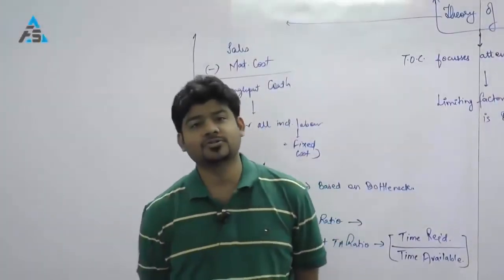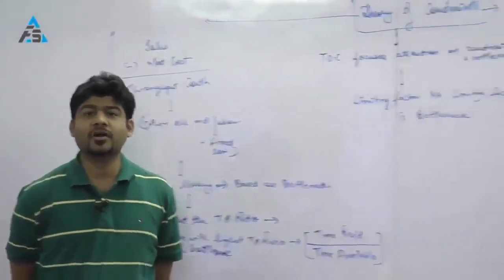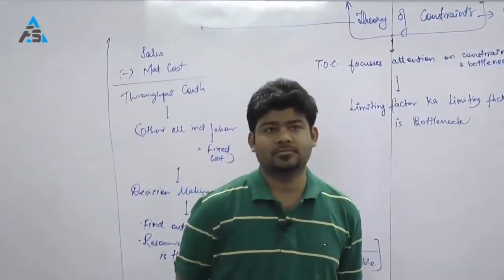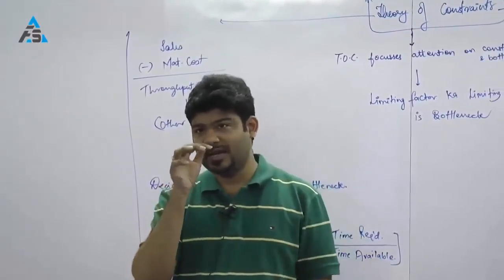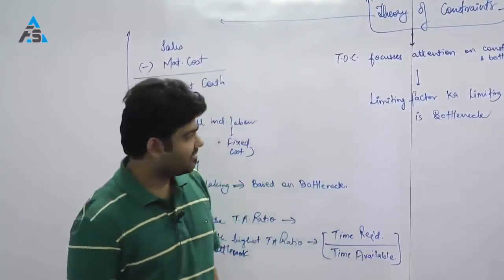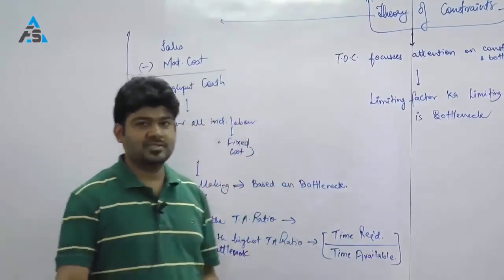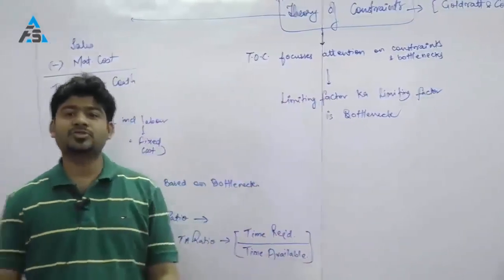Okay then, theory of constraints is now what we'll tackle. This chapter is obviously more important from a practical point of view. So if you see my practical video relating to theory of constraints, there are three questions in PM, all three I have solved and the formula and everything is also given there. So just giving you a 2-minute brief on theory of constraints, it was introduced by Goldratt and Cox. This focuses attention on constraints and bottlenecks.